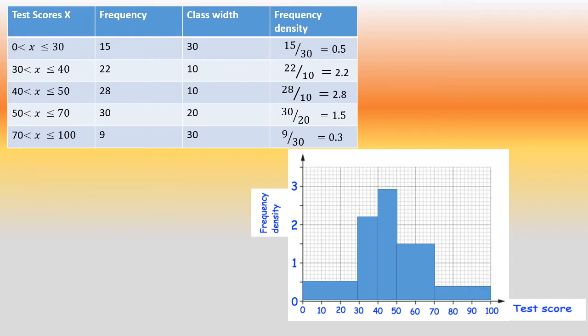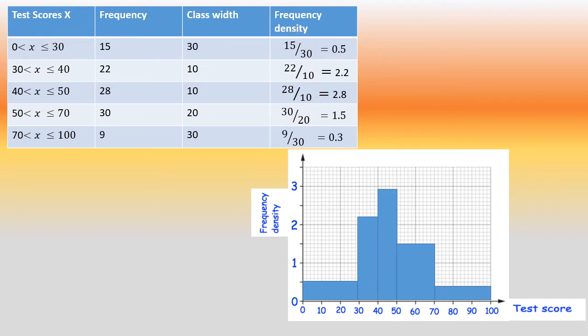So let me say again, what's important here is you can see the class intervals are joined between one another. It ends with 30, it begins with 30. It ends with 40, it begins with 40. So in between these bars, there are no gaps in a histogram. So this is the histogram for this table.